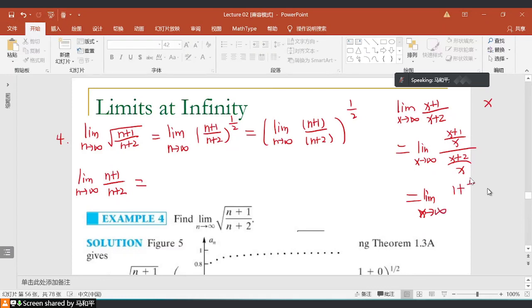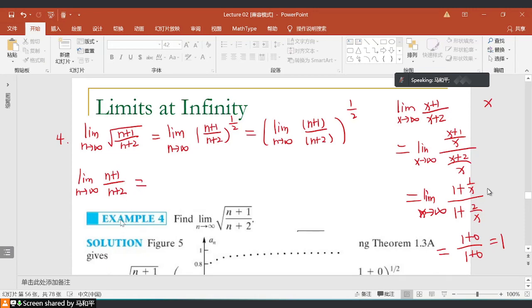One plus 1 over x, 1 plus 2 over x. You find that as x approaches infinity, this is 1 plus 0, 1 plus 0. So this is 1, right?